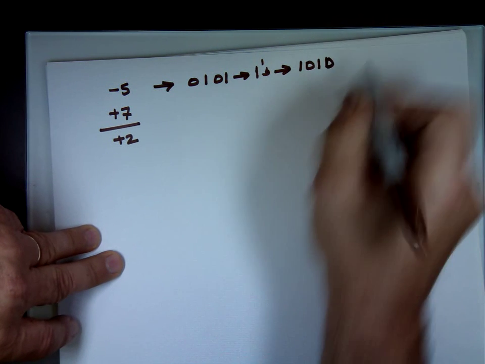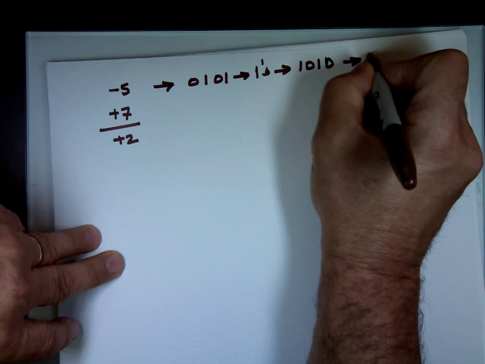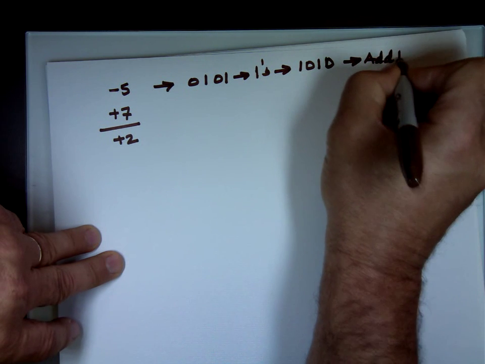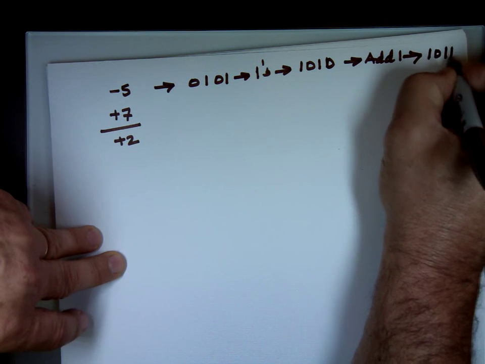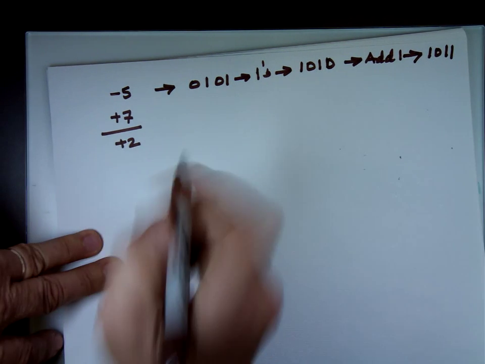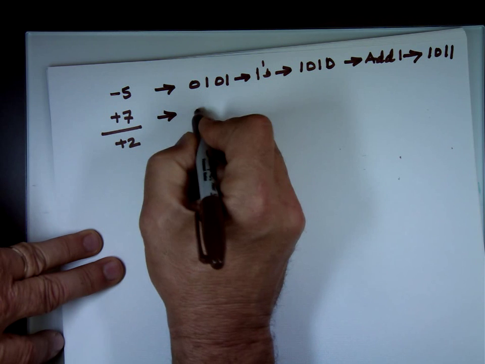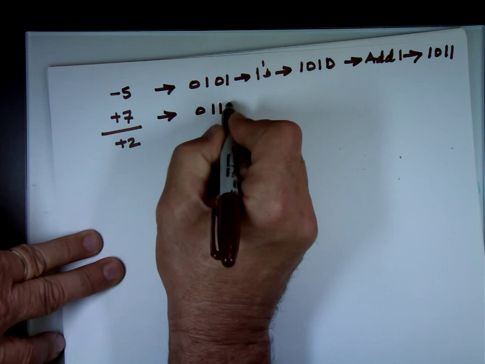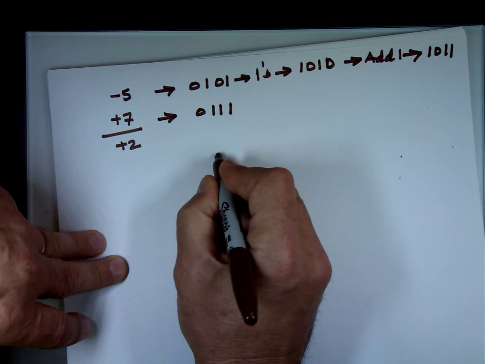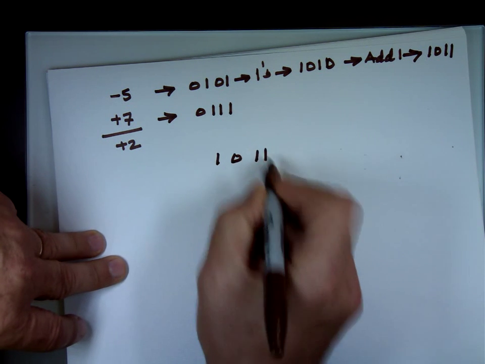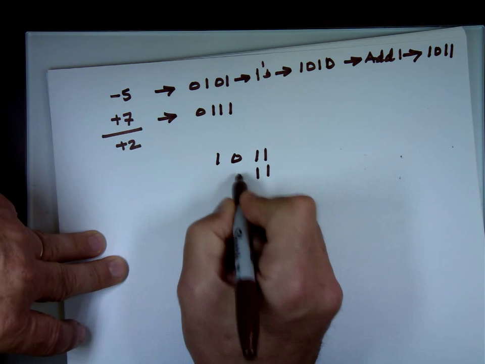You add the 1. Let's get the 2's complement. What do you have? 1, 0, 1, 1. That's negative 5. And 7 is a positive number: 0, 1, 1, 1. Let's see what happens when we add them. 1, 0, 1, 1. Add to it 0, 1, 1, 1.